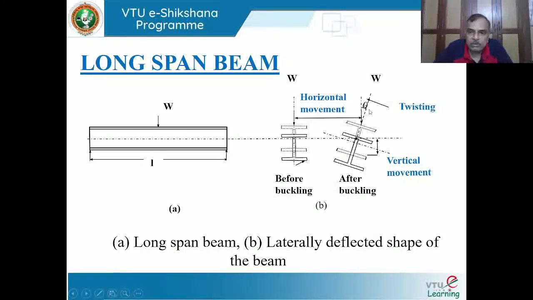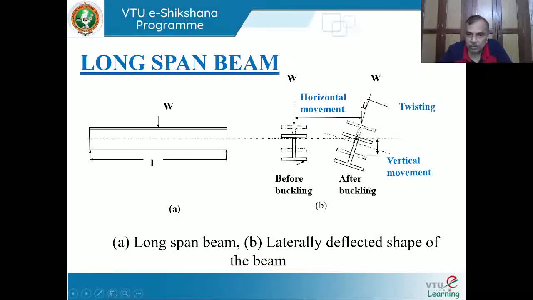So the combination of the horizontal movement, the vertical movement and the rotation, all these things we are measuring with respect to the centroidal axis, with respect to the original position and the corresponding final position: exactly the horizontal, vertical and then the twisting effect, being the rotational effect or the theta effect. So the entire thing makes the cross section look something like this.